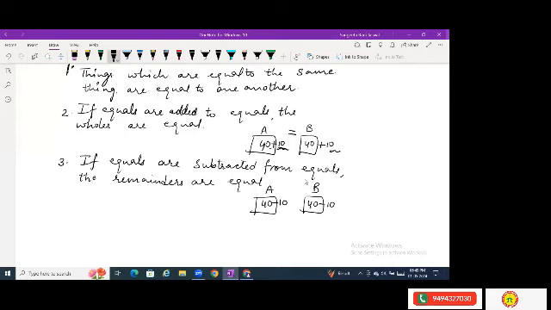So from A also I have subtracted 10 marks, from B also I have subtracted 10 marks. That means I have subtracted an equal number from their marks. They were already equal, and I have subtracted an equal amount from their parts. So that means they are still equal. A and B are still equal only. So if equals are subtracted from equals, the remainders are equal. Remainder means the answer still remains equal.